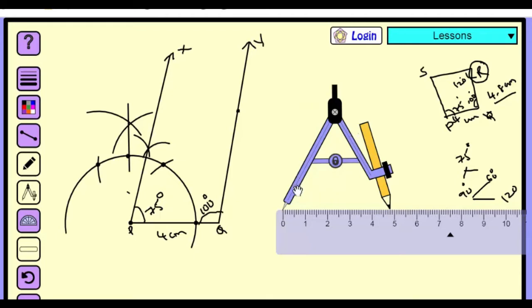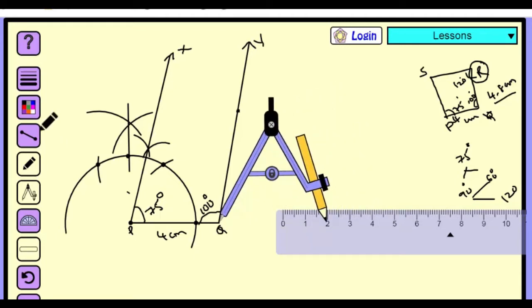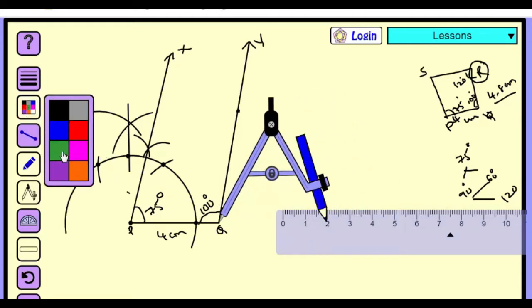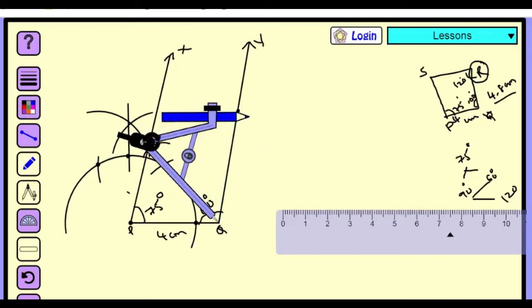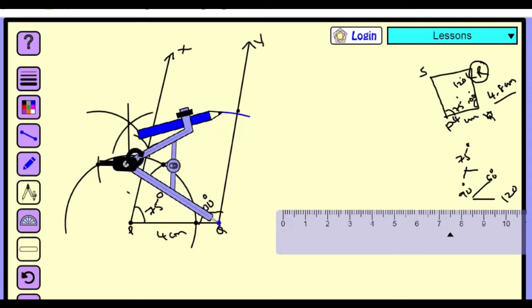Now, with Q at the center, I am changing the color to identify the arc easily. So with Q at the center, draw another arc which cuts the previous ray QY at point R. Now their intersection point is called R point. So label it R. Now write the length QR is 4.8 centimeters.